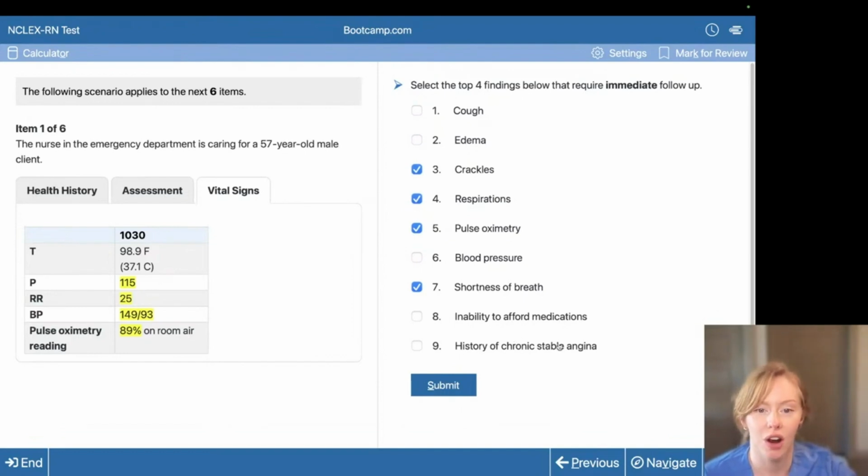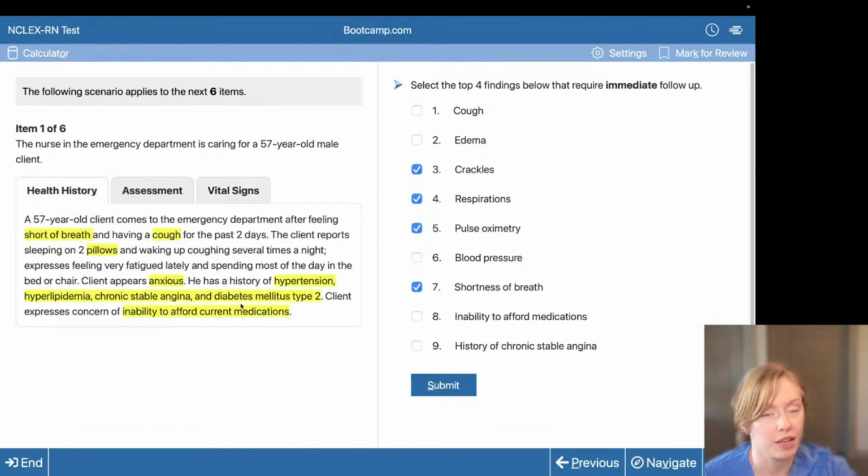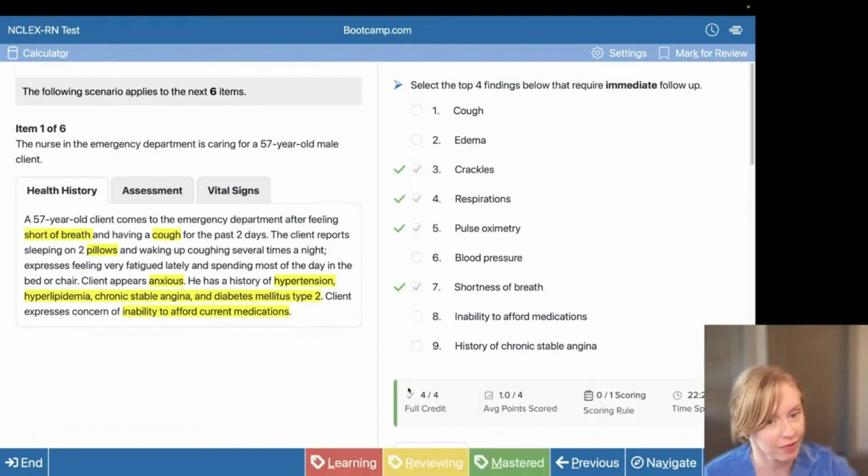And then the history of chronic stable angina. So that is probably contributing to his symptoms right now, but like the others, what am I going to do about this? Just ask him questions about it, document it in his chart, nothing. So these are the top 4 things that I want to immediately follow up on, are these respiratory findings of insufficiency. So, and we're correct.